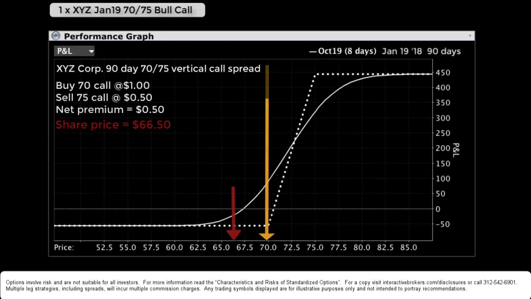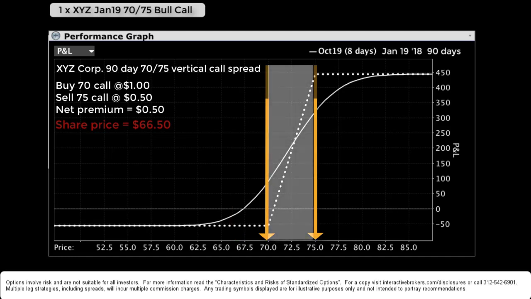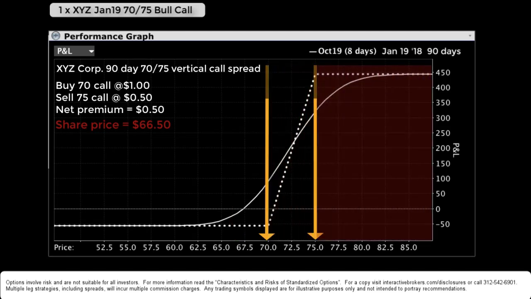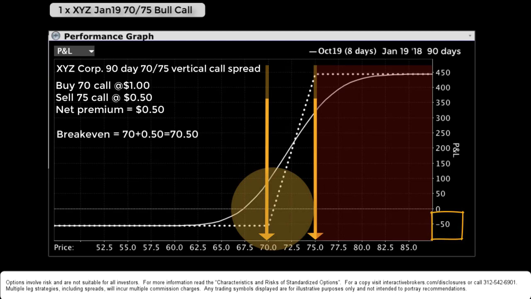He could buy the $70 strike, paying a $1 premium, and sell the $75 strike and receive 50-cent premium. This leaves him bullish at prices between $70 and $75, but bearish at prices above $75. Netting the two premiums means that he now pays just 50 cents in order to get bullish above the $70 strike price, and so his break-even is now only $70.50 rather than $71. The pitfall here is that his bullish rights above $70 are offset at any price above $75.